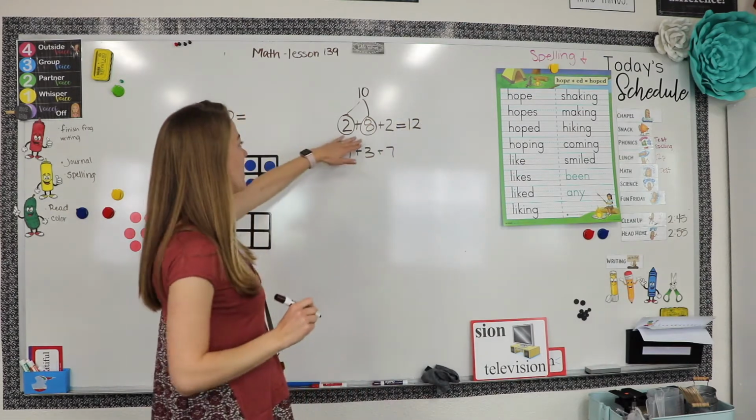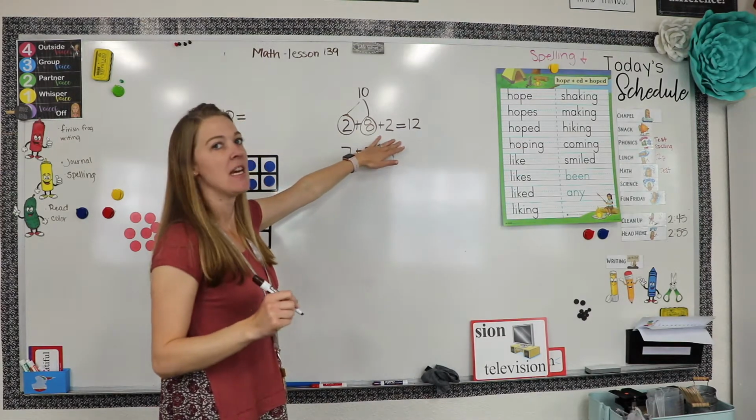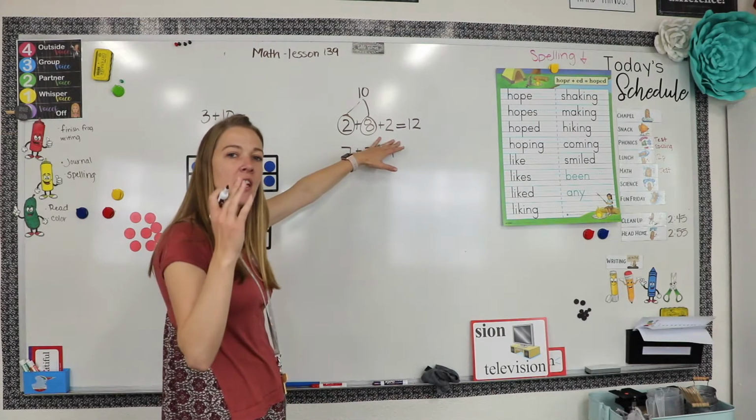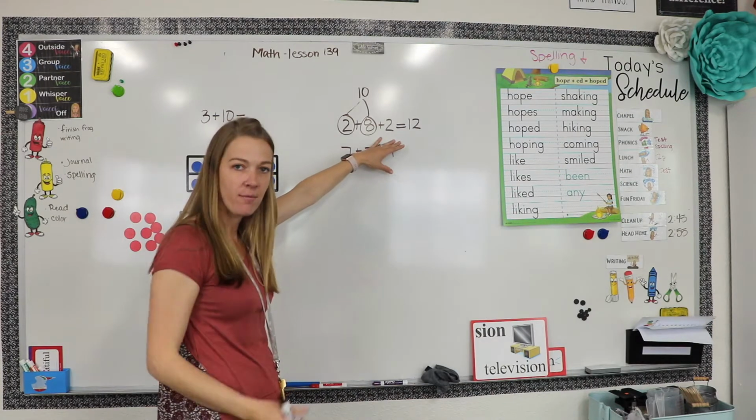So the goal when you have 3 add-ins like this is to make a 5 or a 10, because those are easy numbers to work with, and you can mentally add on from there.